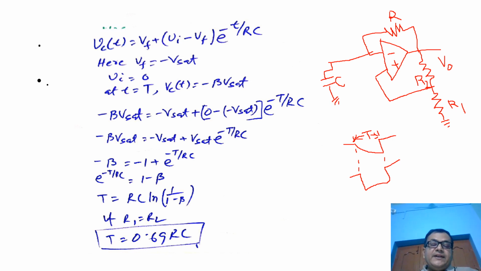The thing to be noted is that this time period T depends on nothing but the value of C and R, that is the feedback resistor R and this capacitor C. So if we change the value of C or R, we can change the value of T. Accordingly, depending on our requirement, we can generate a monostable multivibrator having any pulse width.